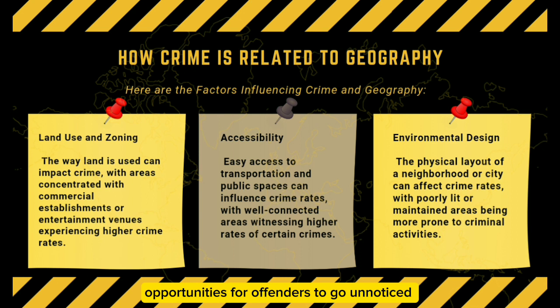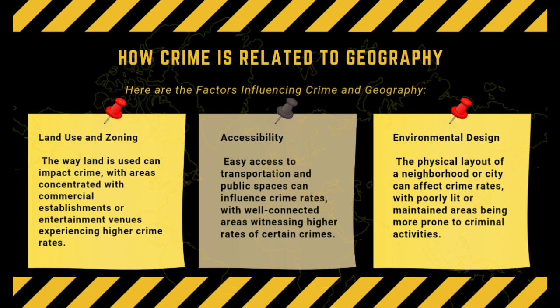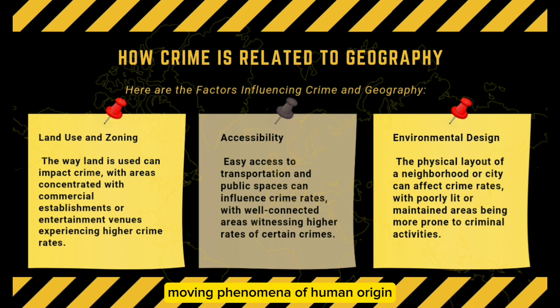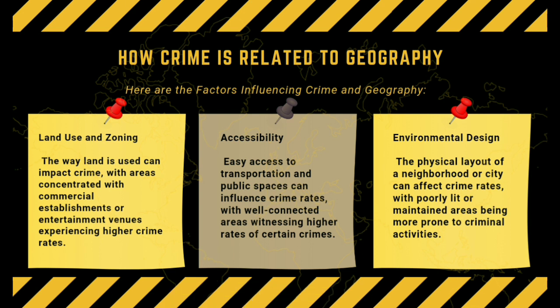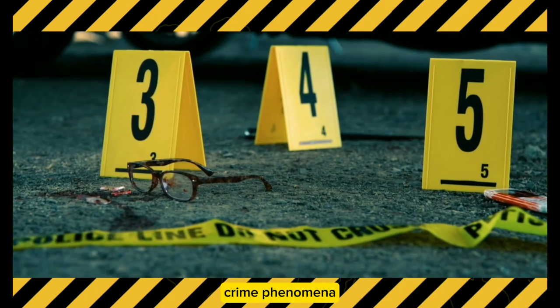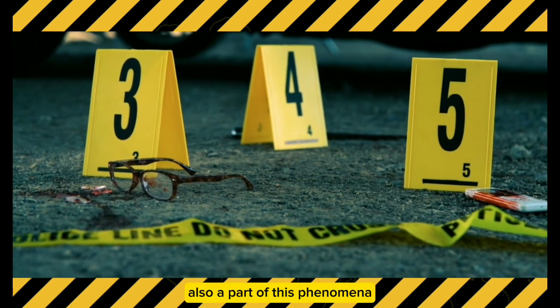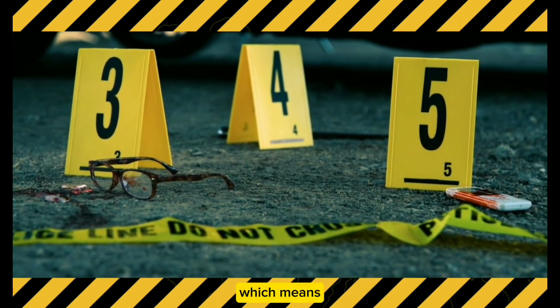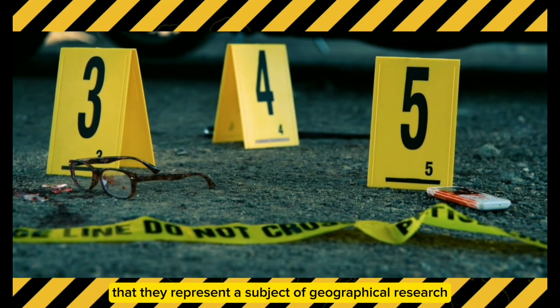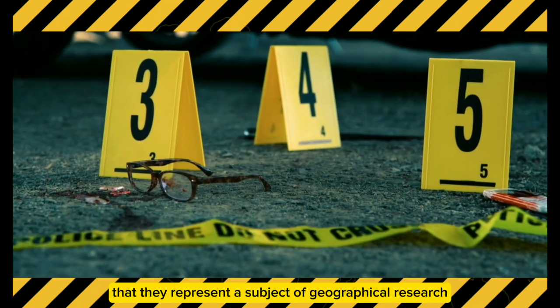offenders to go unnoticed. This has resulted in the development of human geography, the science describing and analyzing location patterns of static or moving phenomena of human origin on the surface of the Earth. Crime phenomena are also a part of this, which means that they represent a subject of geographical research.